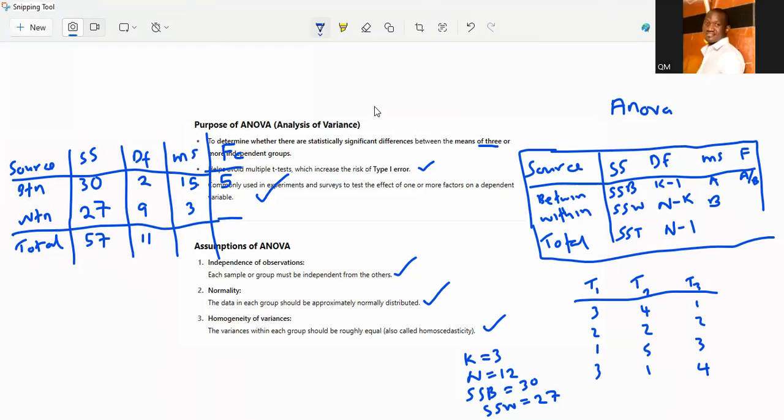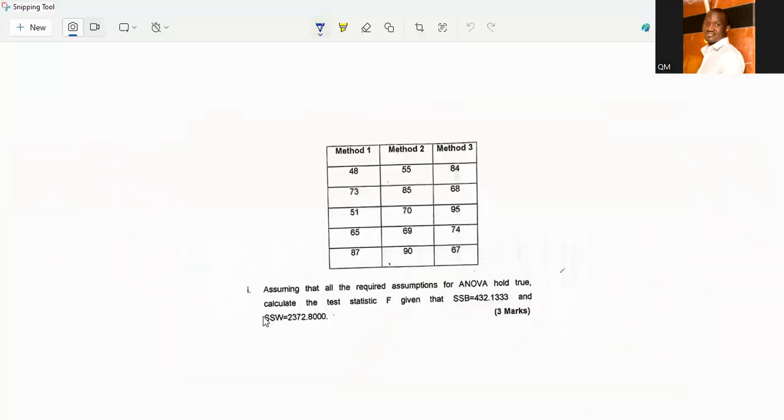So let's get to our exam question, which came last year. I just want you to do it together. Let's do the table for this paper. So we are assuming the assumptions for ANOVA. Let's identify what is our K, give me the N, give me the SSB, give me the SSW.